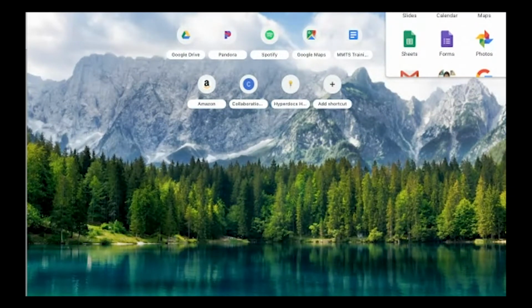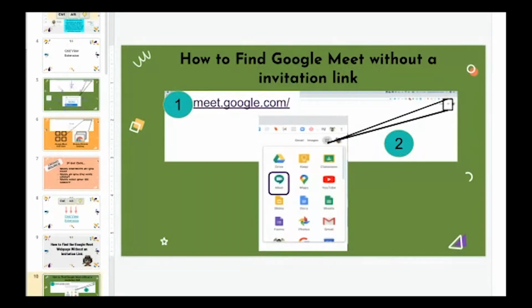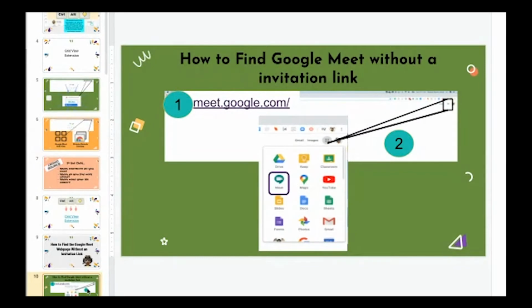So if that's the case and the Google Meet icon is not in your waffle, please just do it this way. Go to meet.google.com, and at the end of our presentation, if you want to hang out for a minute, I'll help you get it into your waffle. Okay, so two ways to start a Google Meet: through the website, or you can go to your Meet link.